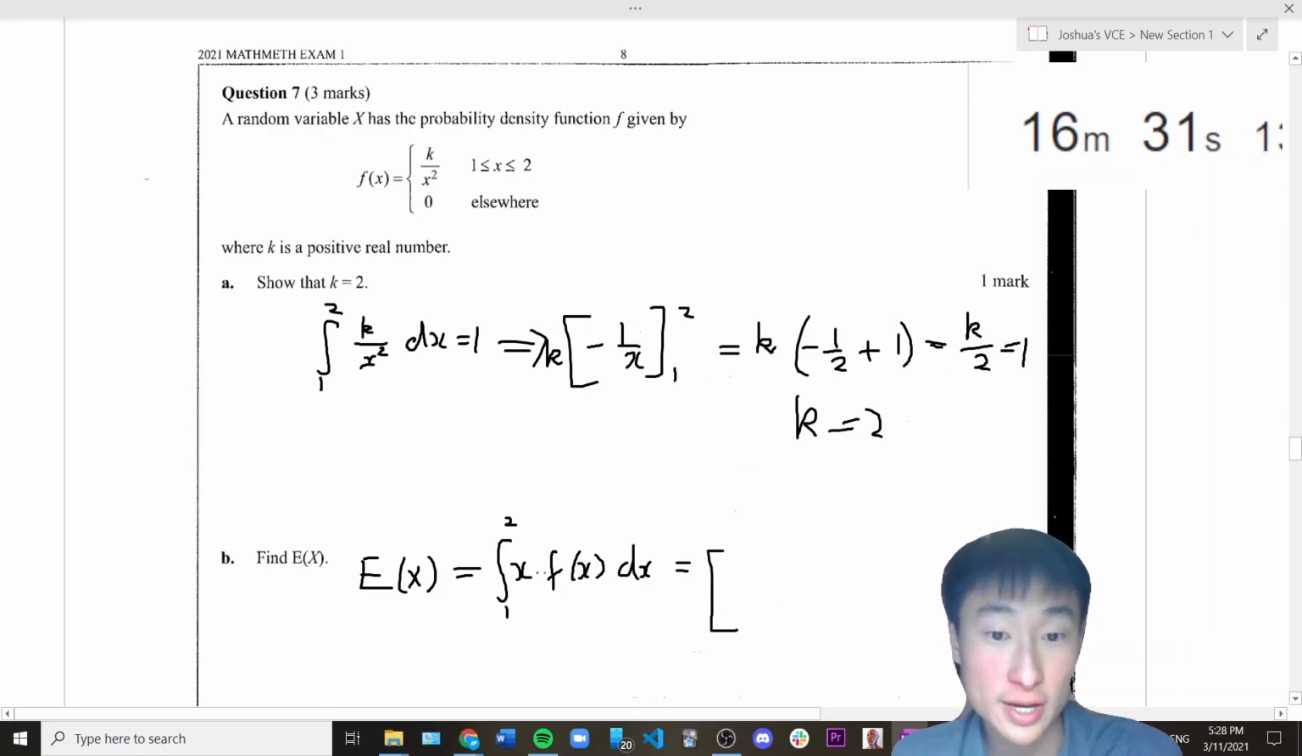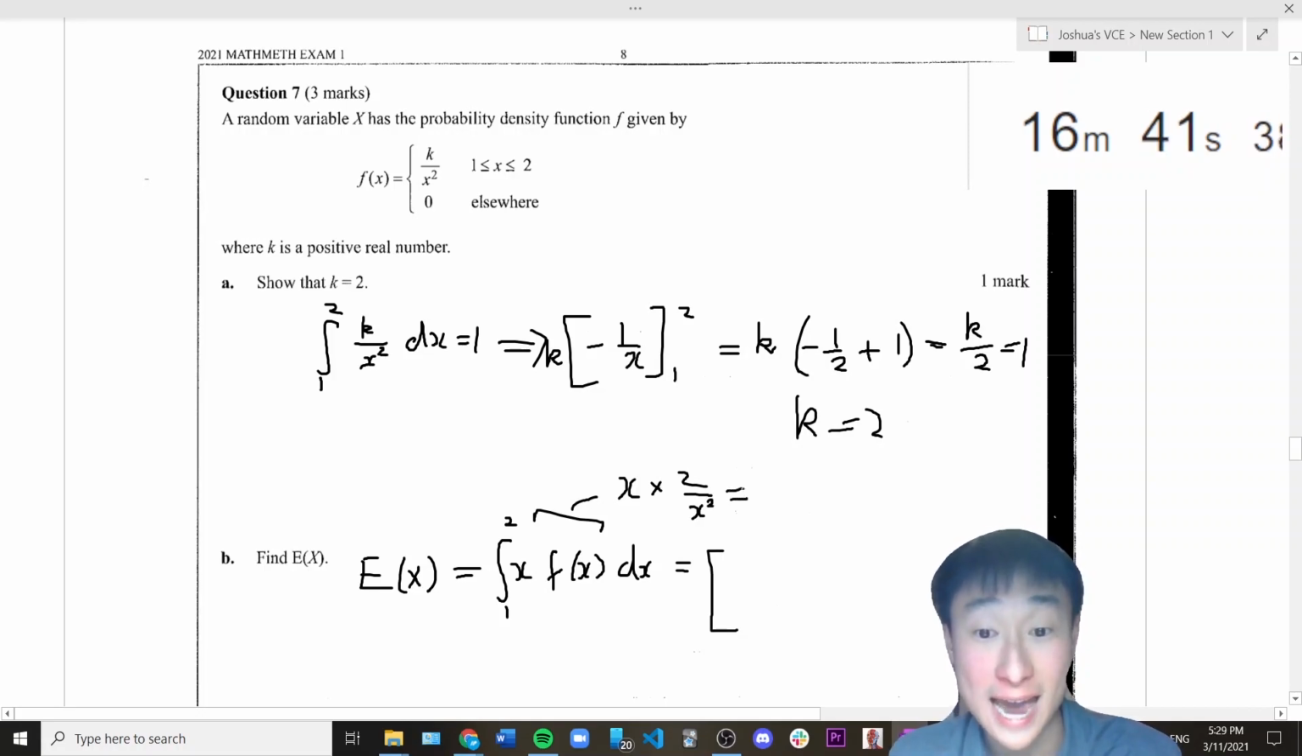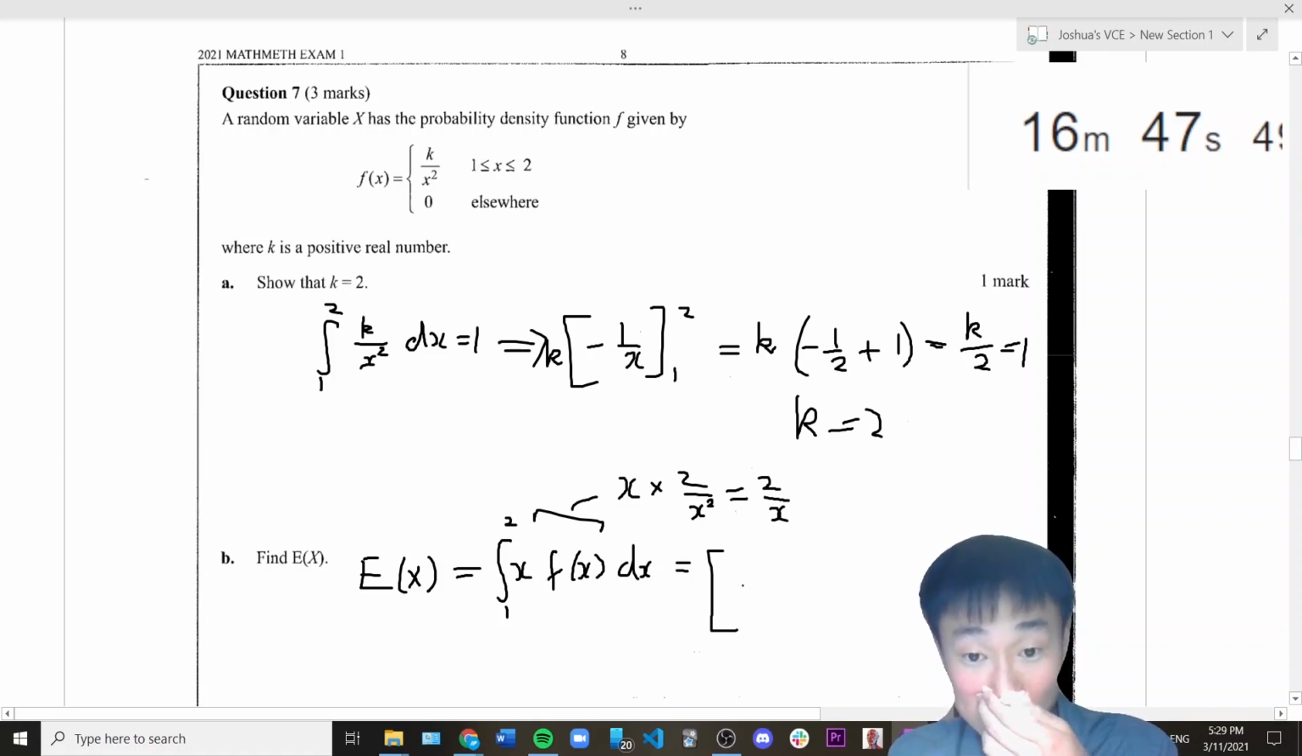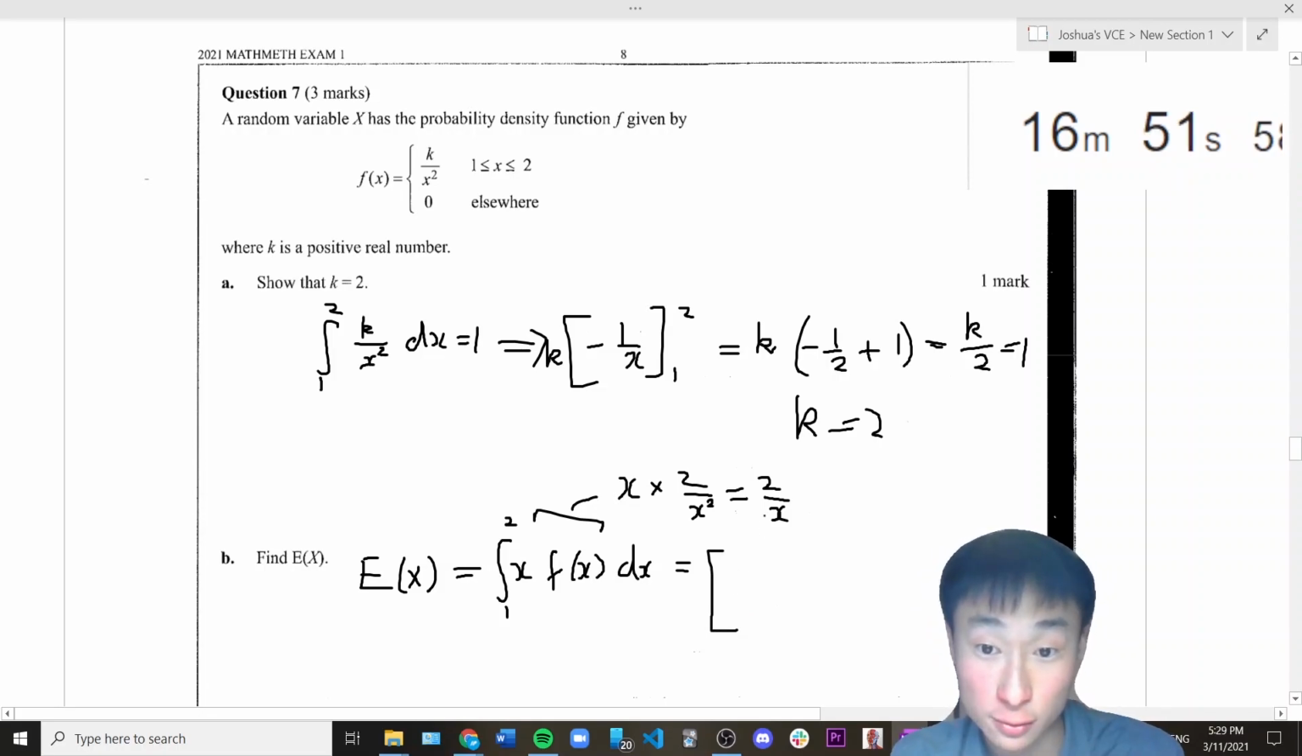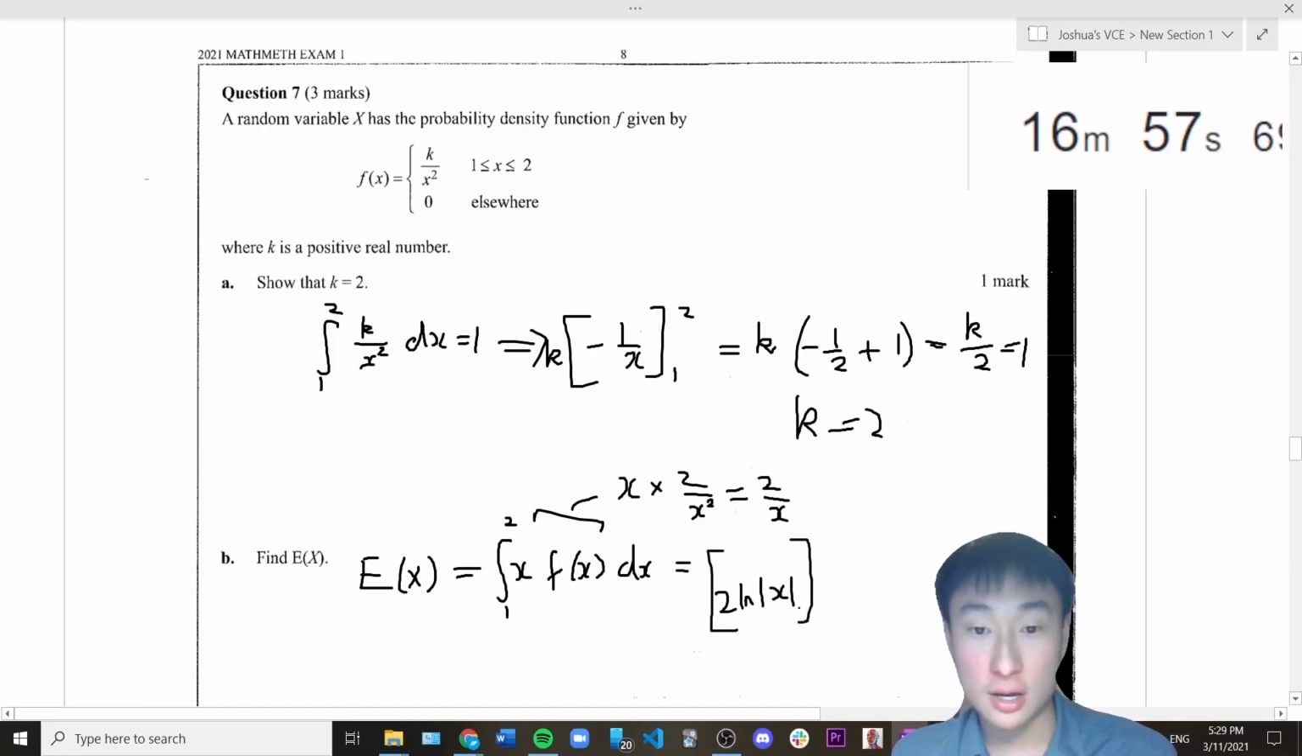x times kx squared. Well, we can work this part out. This part is just x times 2 over x squared, which is 2 over x. Remember, you can cancel the x's as long as it's not 0, and it's not 0 because of the domain. So that's just 2 over x. No, I shouldn't have 2 over x in here. I should have the antiderivative of 2 over x, which is 2 ln of the absolute value of x. Yep.